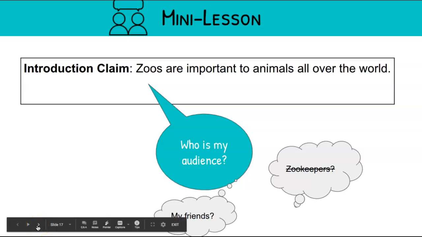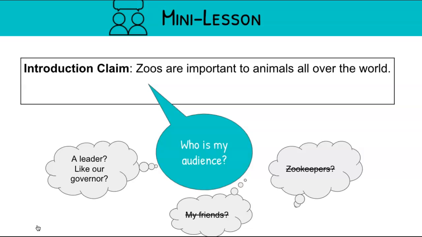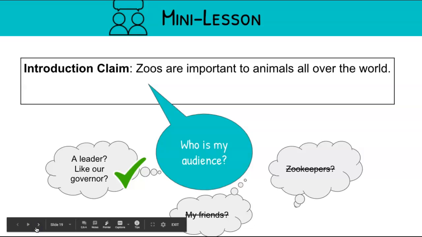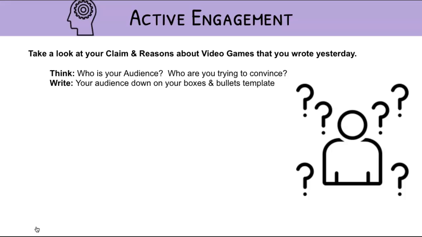So who else could I convince? What about someone who has power, like a leader, like maybe our governor? Might I want to convince our governor that zoos are important and to continue to fund zoos? Yeah, I'm going to go with that one. So my audience is going to be our governor, Gretchen Whitmer.